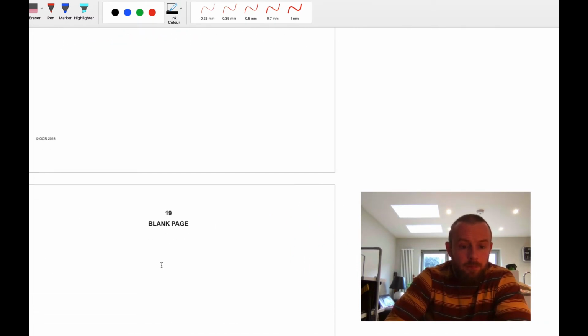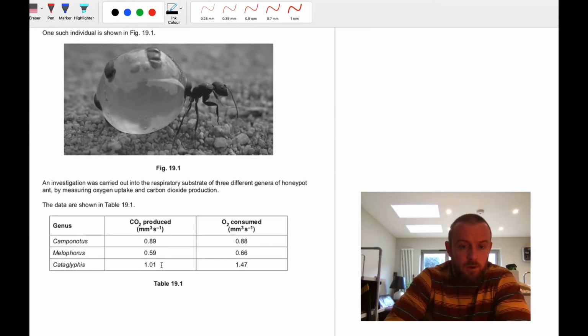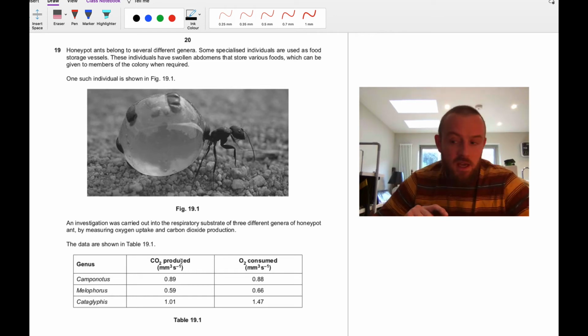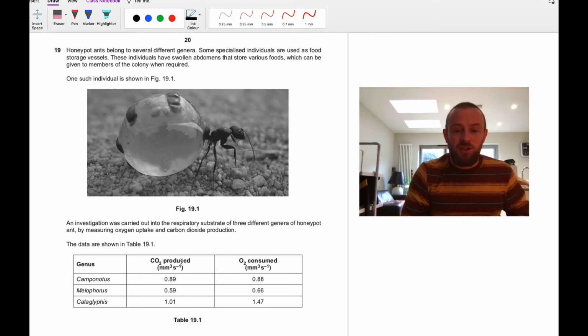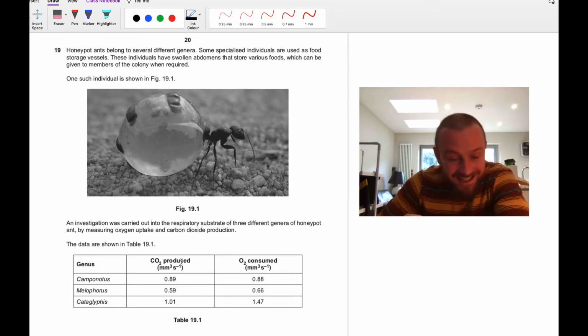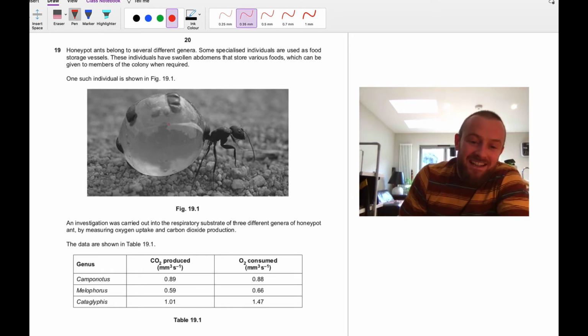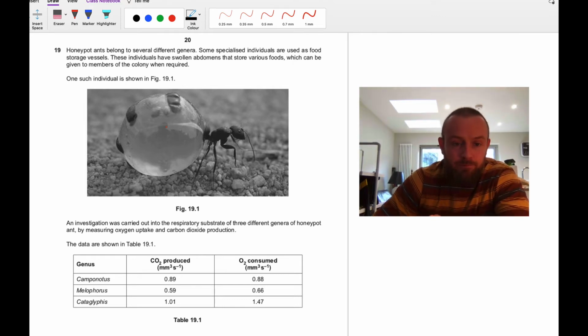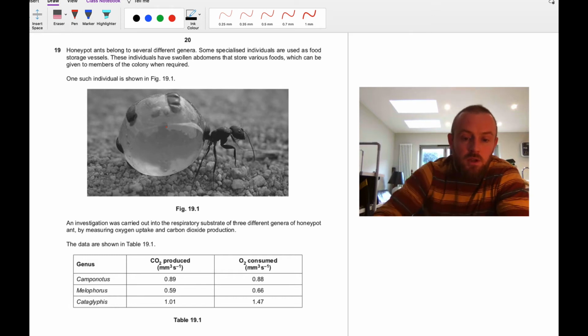Okay, moving on. Ooh, this one. Okay, so this question. If you're in my class, I think we've seen this just recently. Perhaps you recognize this question. It's about honeypot ants even. This is an ant that carries around basically a food storage vessel on its abdomen. So here we have some data on these ants, Camponotus, Melophorus, and Cataglyphis ants. And we have the data about the CO2 produced and the oxygen consumed.